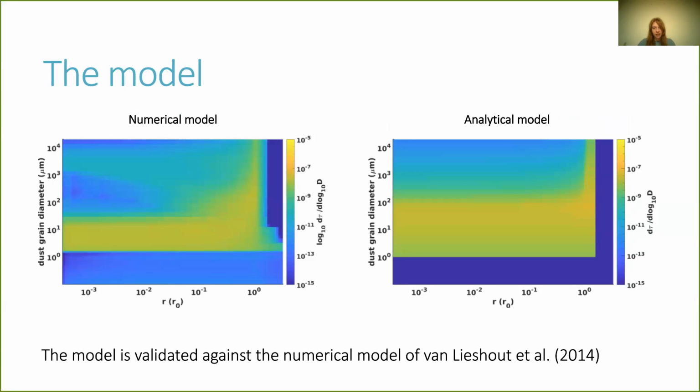Our model is validated against a numerical model from Van Lieshout et al., who self-consistently model collisions, PR drag, and sublimation. And as you can see here, overall, we reproduce the main features of the distribution. But the advantage of our analytical model is that we can rapidly explore the parameter space.